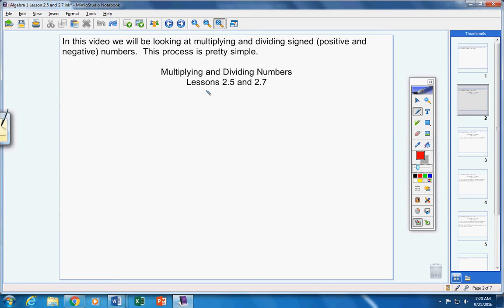Here's your heading. Please copy this in your notes. Multiplying and dividing numbers. And I'm not sure why I didn't put signed in here. Please put that in there. That was just a mistake on my part. Multiplying and dividing signed numbers. Lessons 2.5 and 2.7. And be sure to include today's date.